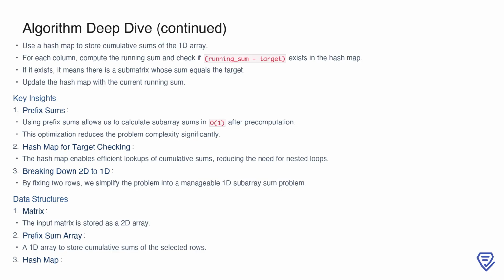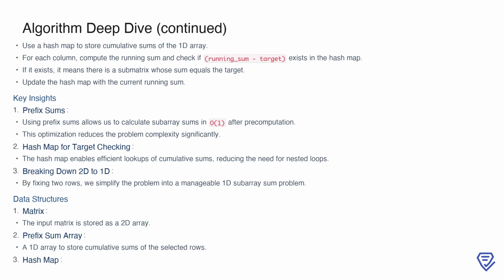Next, we fix two rows to define the top and bottom boundaries of our submatrix. By summing the columns between these rows, we effectively reduce the 2D submatrix sum problem into a simpler 1D subarray sum problem. At this stage, we use a hash map to store cumulative sums of the 1D array.